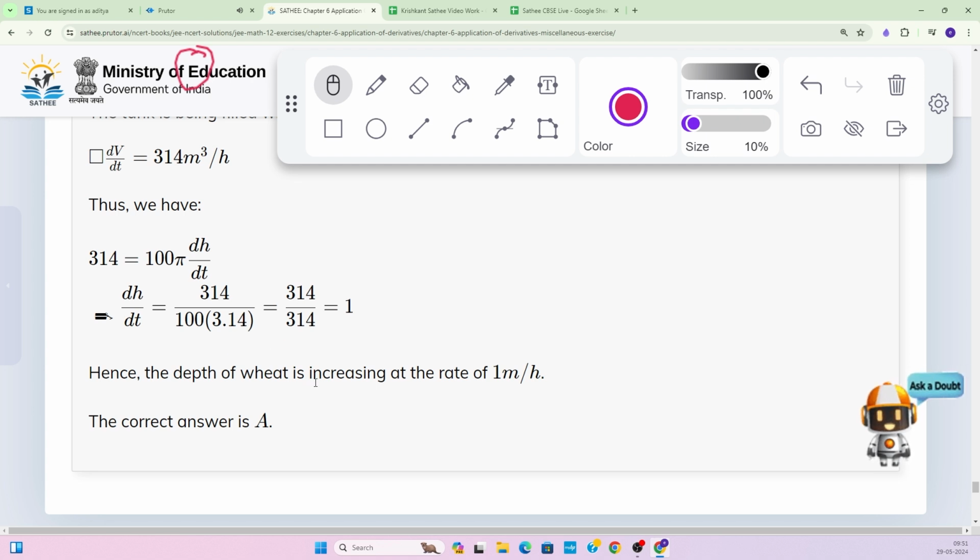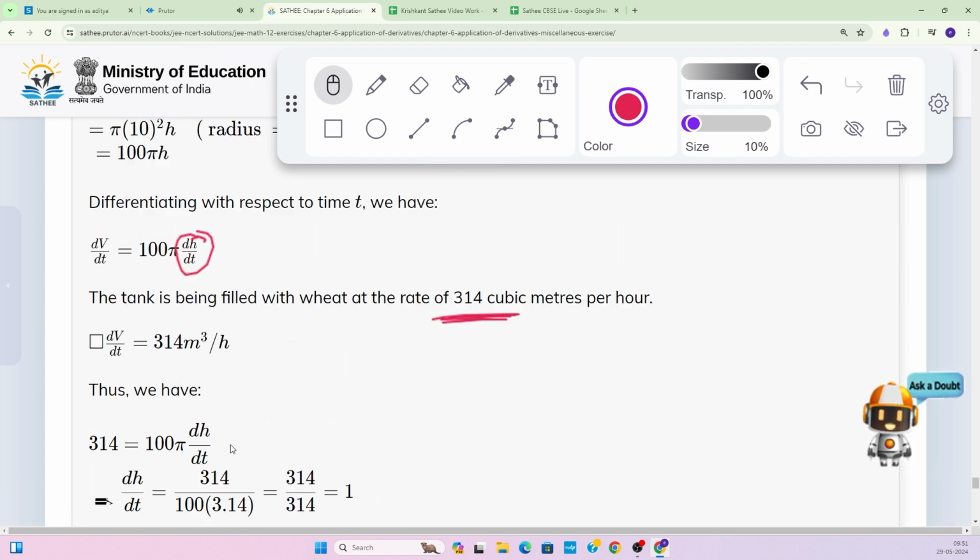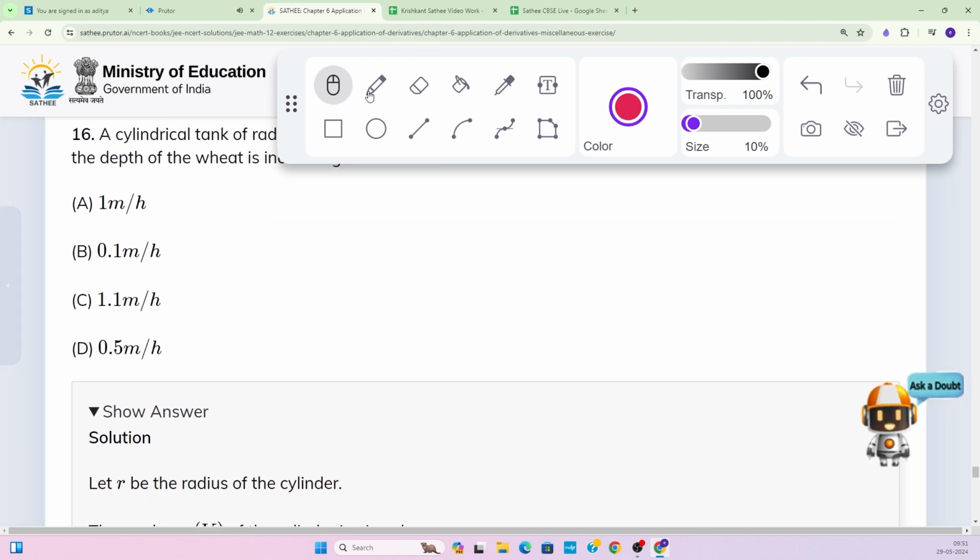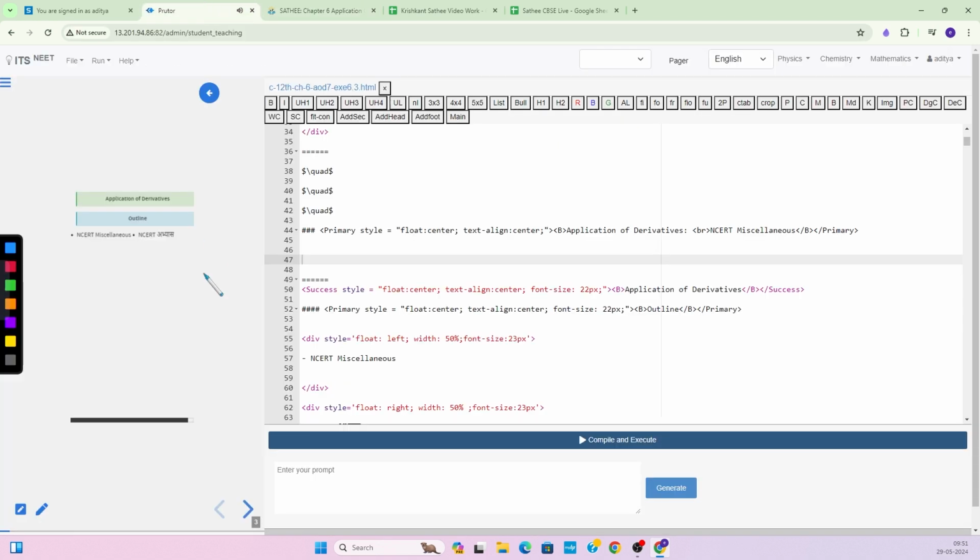So hence the depth of the wheat is increasing at the rate of 1 meter per hour. So option 1 will be your correct answer. Okay, clear? So that's it for this miscellaneous exercise. I hope that you understood it. Okay, so thank you.